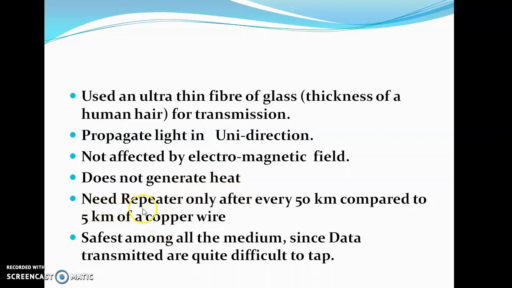But what we need here is a repeater. A repeater is the device that actually amplifies your signal, I mean it boosts up your signal. We will discuss repeaters in detail. This particular device will be used for transmitting data over a very long distance, so the signal needs to be regenerated. We need to boost up the signal. Because of that, we will need a repeater after every 50 kilometers, compared to 5 kilometers for a copper wire. Whereas in the case of twisted pair and coaxial, after every 5 kilometers you will need to boost up the signal.